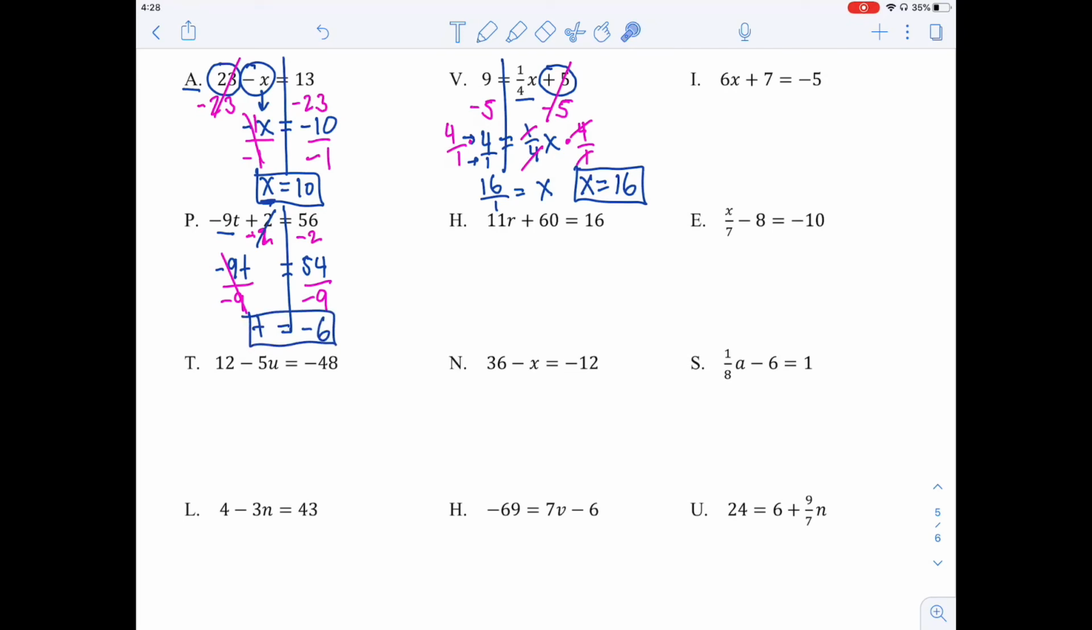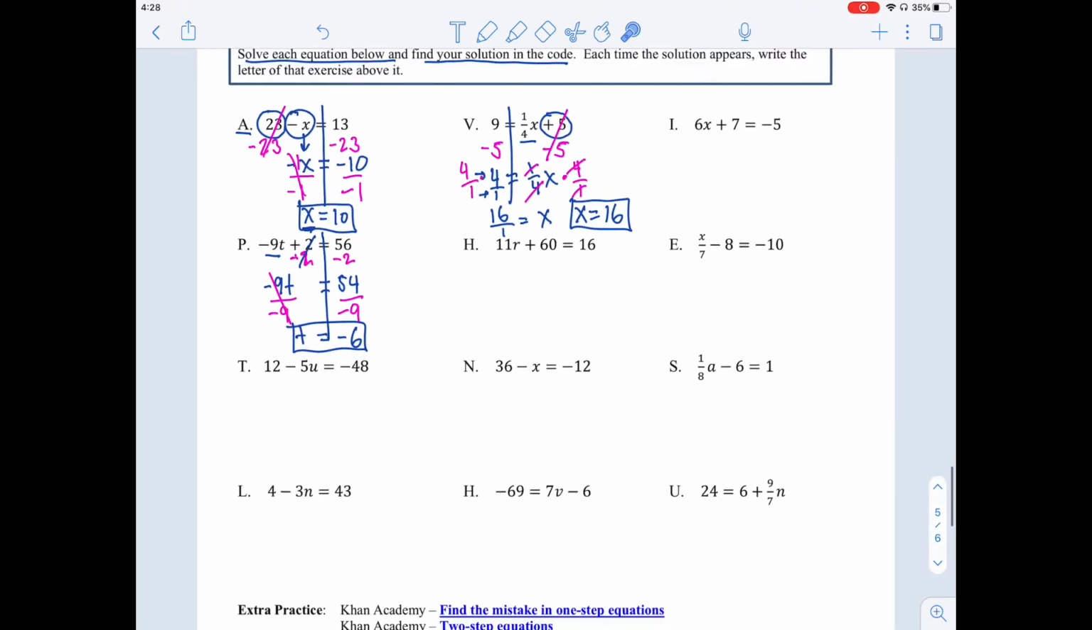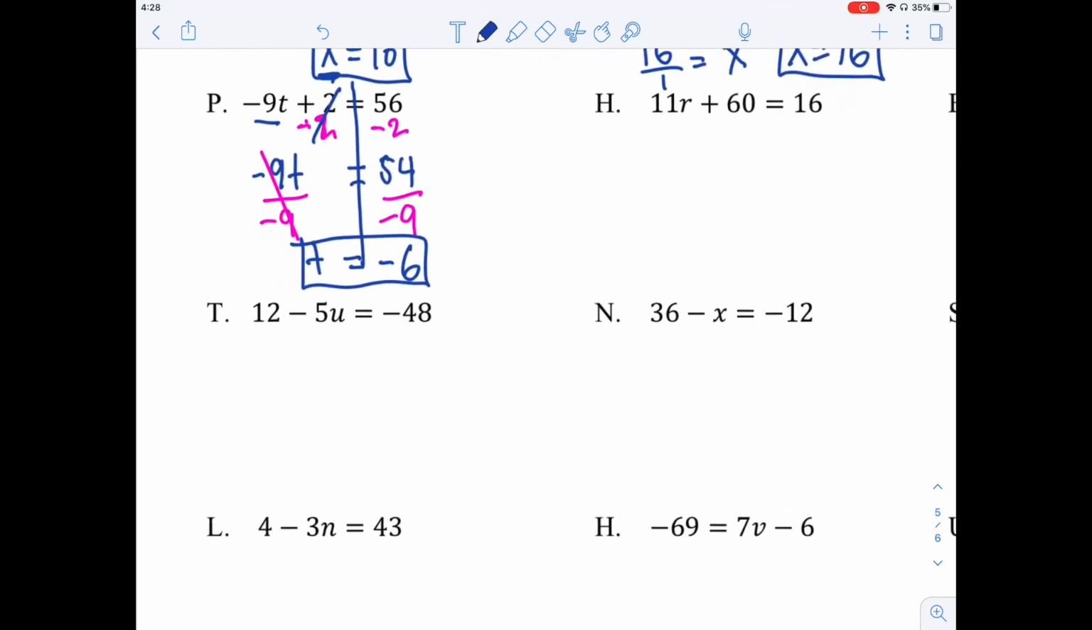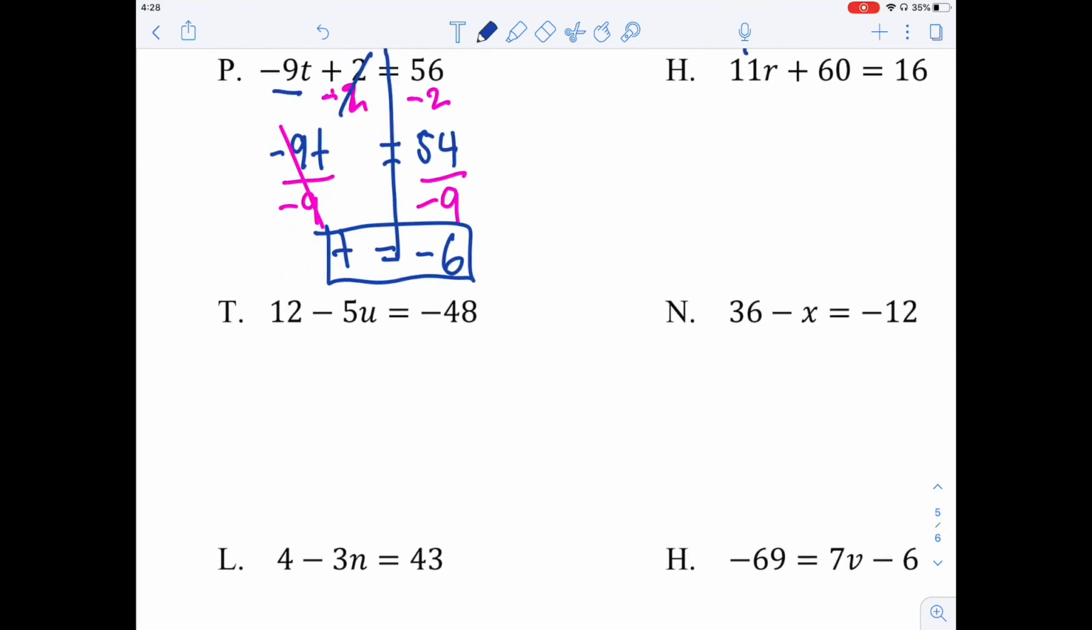Okay, so keep in mind, whenever we have a number in front of the t, we divide it. Okay, we're not subtracting, we divide it. So whenever it's next to the variable, we divide, and we get our answer, negative 6. In the riddle, right, negative 6 is P. Next is letter T.